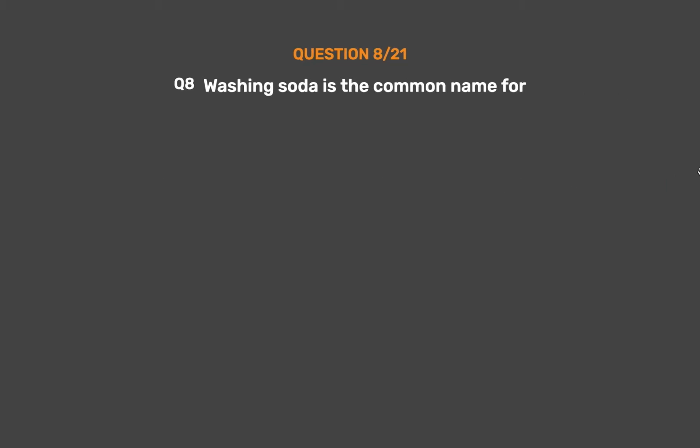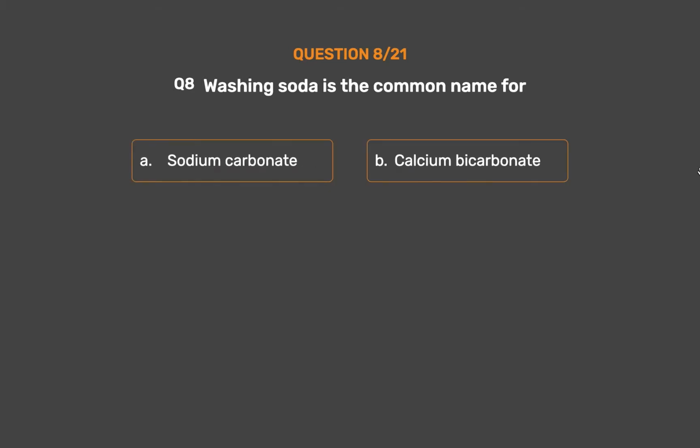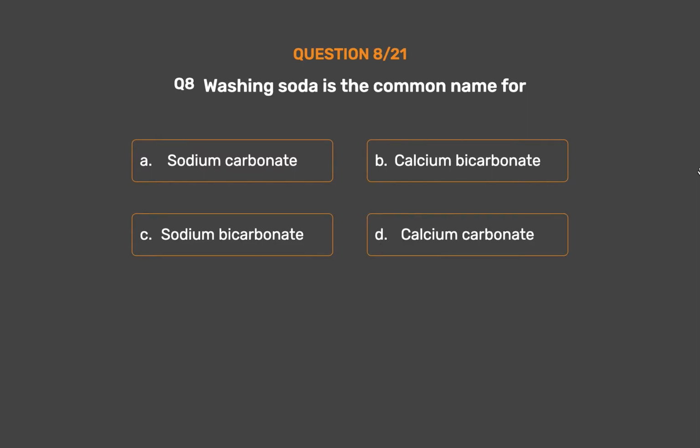Question number 8. Washing soda is the common name for option A, sodium carbonate, option B, calcium bicarbonate, option C, sodium bicarbonate, option D, calcium carbonate. The correct answer is option A, sodium carbonate.